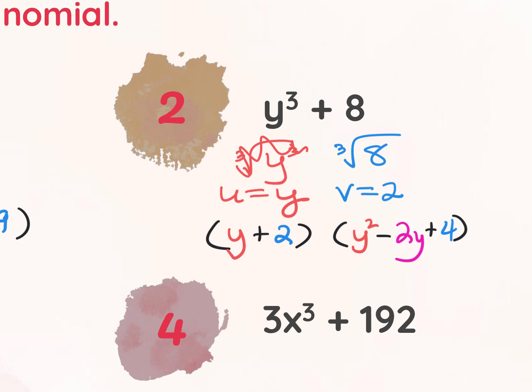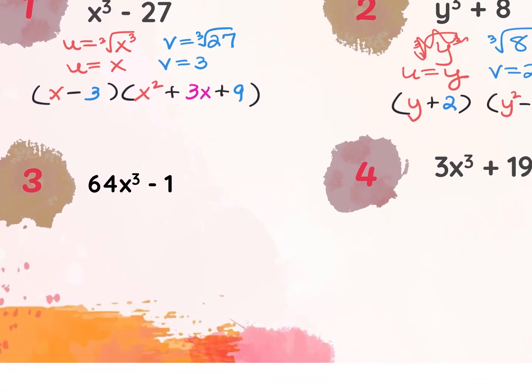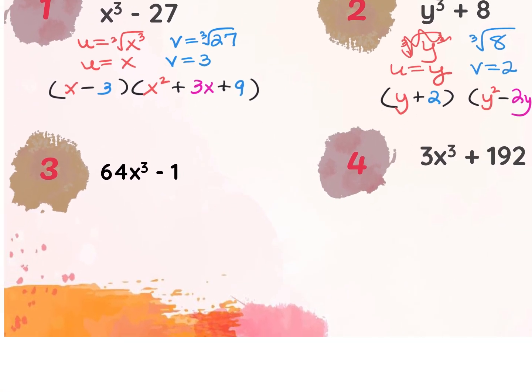Let's try number 3. This is still two perfect cubes, the difference of two perfect cubes. Now you may look at it and say 64 and 1 are perfect squares, but notice the exponent on the x, it's to the third power. So these are perfect cubes as well. So I'm going to cube root the 64 x to the third. Once I cube root that, my u value is 4x.